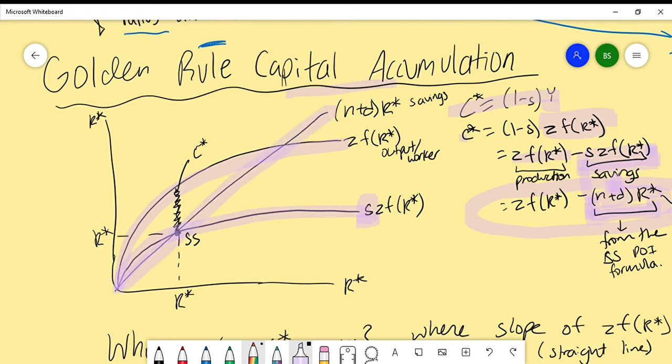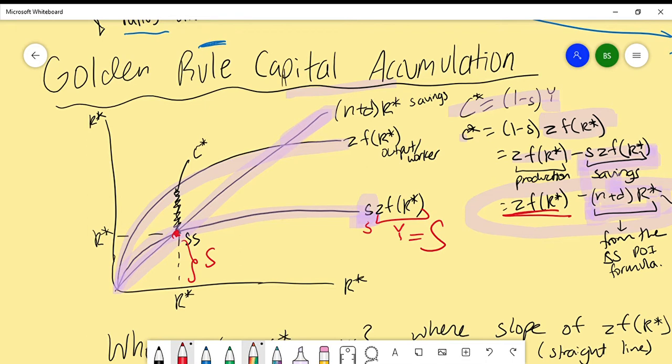So now the steady state is where this straight line is equal to the s·zf(k) line. So the point over here, the zf(k) is the y, this is the little s, so this is equivalent to the total savings. So from this point to this point, this is savings. I actually don't even know if this is true, but I mean it should be.